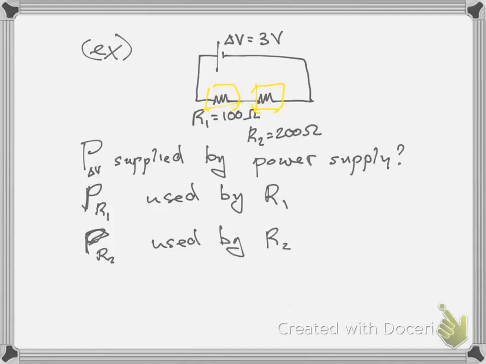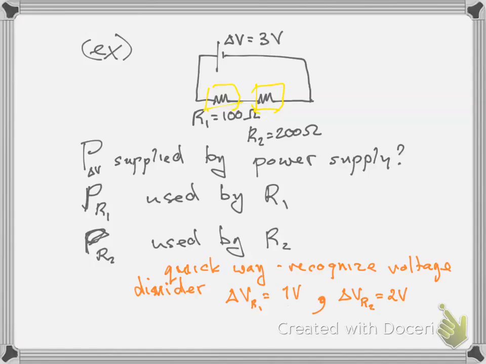So you can look at this, and what I really just did was do it the long way without writing it down, but you can see that the potential difference across R1 must be 1 volt and the potential difference across R2 must be 2 volts because it's a voltage divider. It divides it in proportion to the resistances. Once we recognize that, the power for R1 is delta V R1 squared divided by R1. Just plug into delta V squared over R, and you get 0.01 watts. Do the same thing for R2, and you get 0.02 watts.